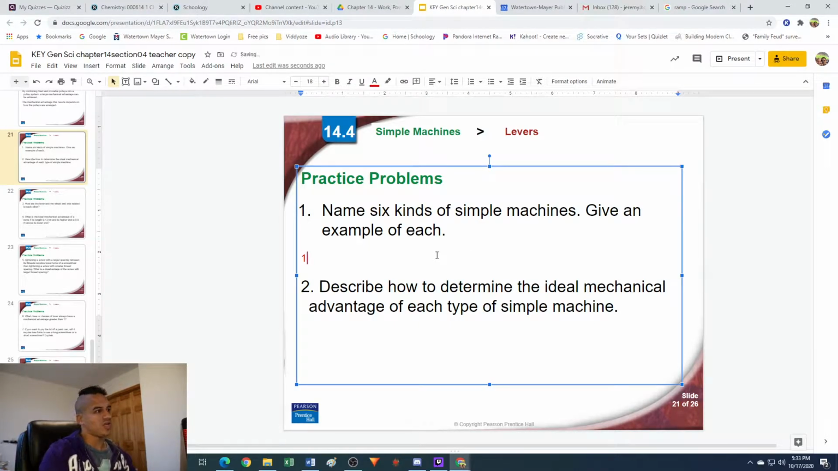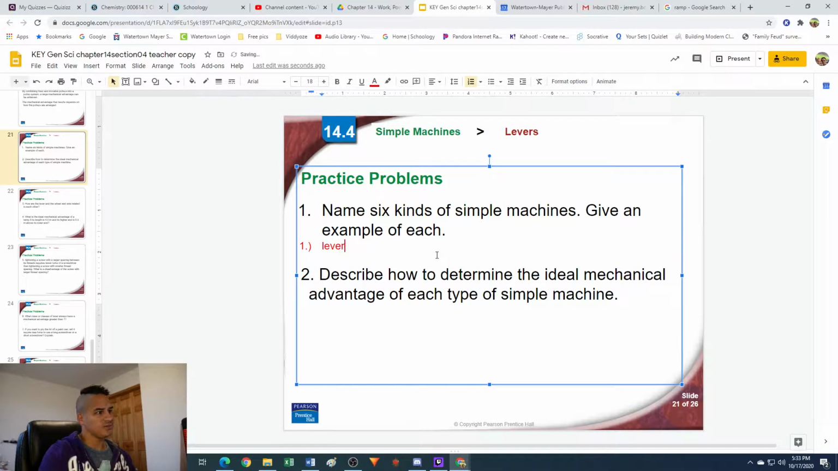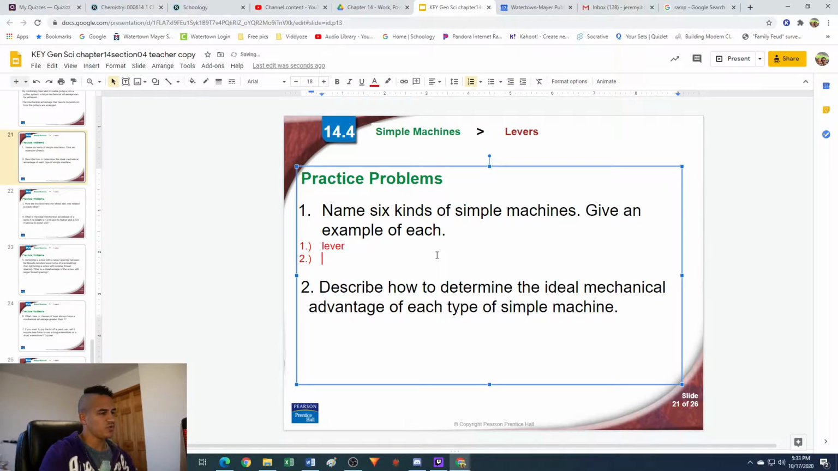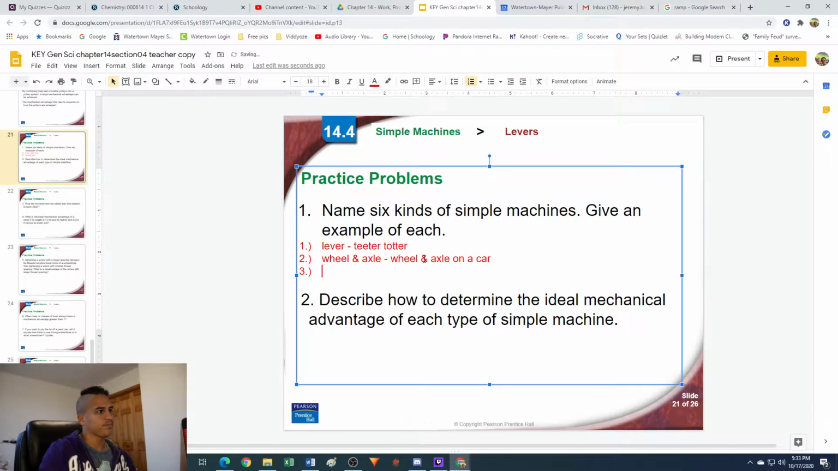Alright, so the first one was the lever. The second one we have, and these might not be in the order that they were listed in the notes, was the wheel and axle. Oh, I forgot. Sorry, you should give an example of each. So lever, an example of a lever is a teeter-totter. Wheel and axle, an example will be maybe a wheel and axle on a car.